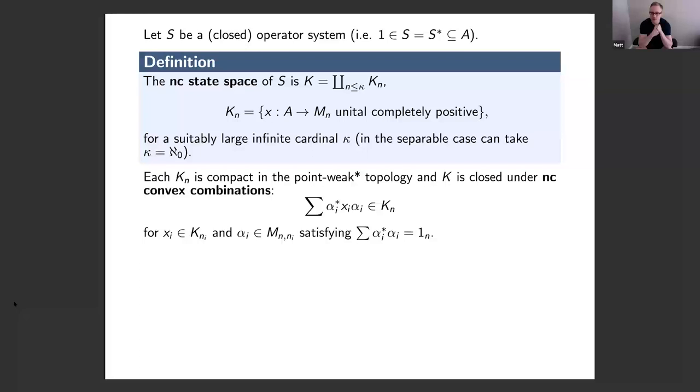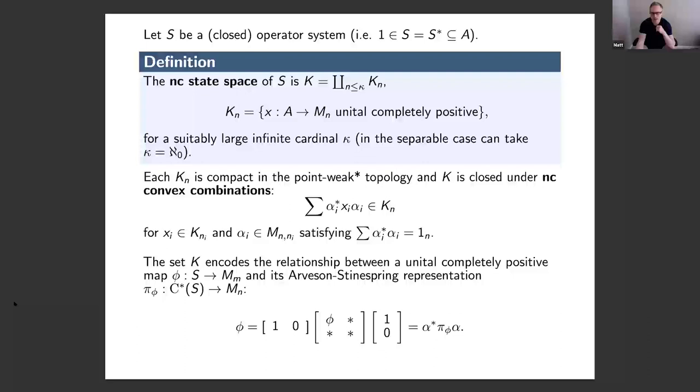So an NC convex combination looks a lot like an ordinary convex combination. Now, instead of scalars, we allow matrices, or more generally operators, and the condition that the scalars add up to 1 is replaced by the right non-commutative notion of adding up to 1, which is that the sum of our scalars, say alpha_i star alpha_i, is equal to 1. And you can see that this is really some kind of a compression. If you're familiar with the theory of completely positive maps, it's the same idea.